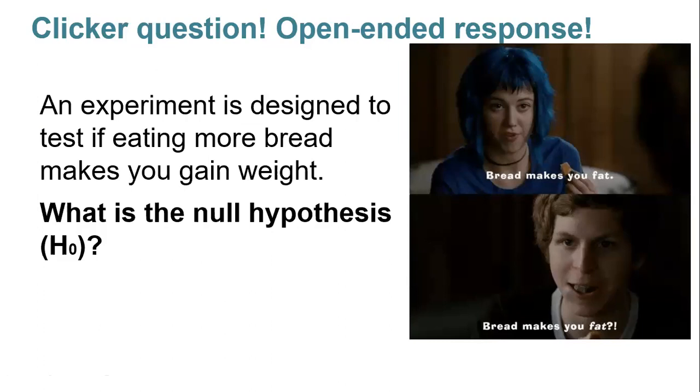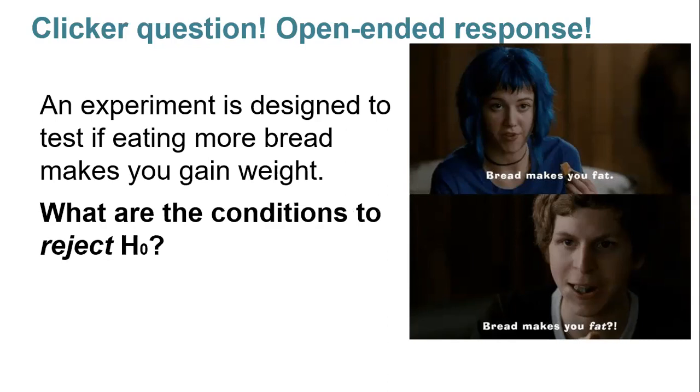All right, I'm assuming that you've paused it. So the null hypothesis would say that eating more bread does not cause you to gain weight. It does not change your weight. The condition to reject the null hypothesis is if we get the results opposite of what it predicts. So if eating more bread does cause a change in weight, does cause you to gain weight, then you'll reject the null hypothesis. And in that case, you automatically have to accept the opposite hypothesis, which is the alternative hypothesis.